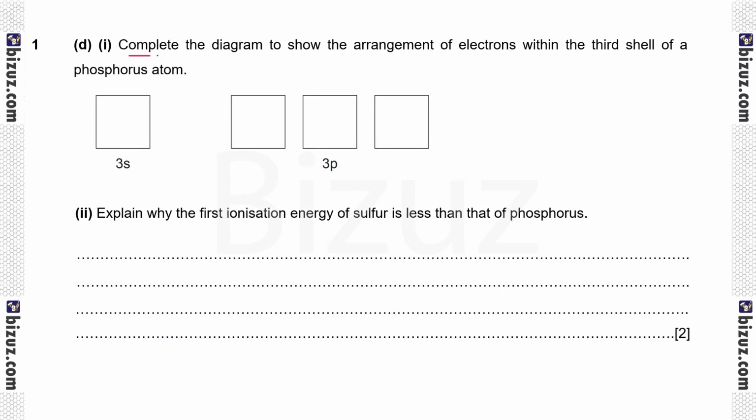D1. Complete the diagram to show the arrangement of electrons within the third shell of a phosphorus atom. Now to do this, we need to do the complete electronic configuration for phosphorus. So the total number of electrons in phosphorus is 15, and the electronic configuration will be neon 3s2 3p3. That means in the 3s we have 2 electrons and in the 3p we have 3 electrons. So the electronic arrangement in a phosphorus atom will be this.